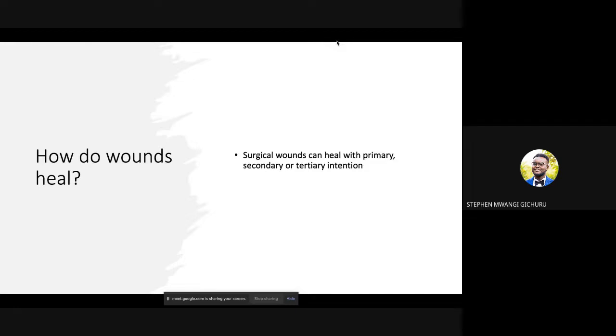So how do those wounds heal? There are those three major ways. You have primary, secondary, and tertiary intention. I think one person can just talk about them. I don't know who I choose. Maybe Victor Otieno, he tells us what those three are. Dixon Mwangi. I'm not sure about that. Okay. Rebecca Ndongo.